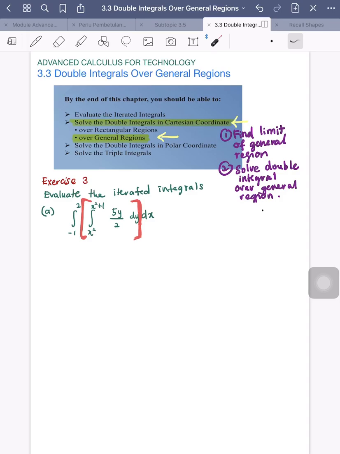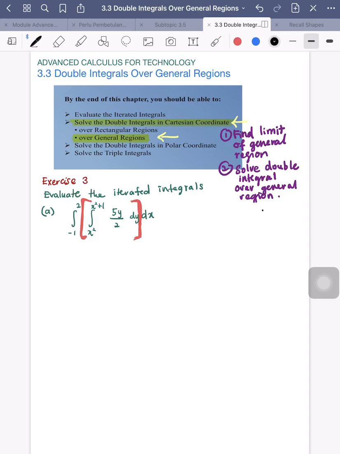In this subtopic, what you should know is, of course, how to solve double integral over general region, and a new one, you need to know how to find limits over the general regions. To start with, I'm going to explain the second objective first, solve double integral over general regions, because this one is quite similar to the previous subtopic, which is solving double integral. We start with exercise 3.